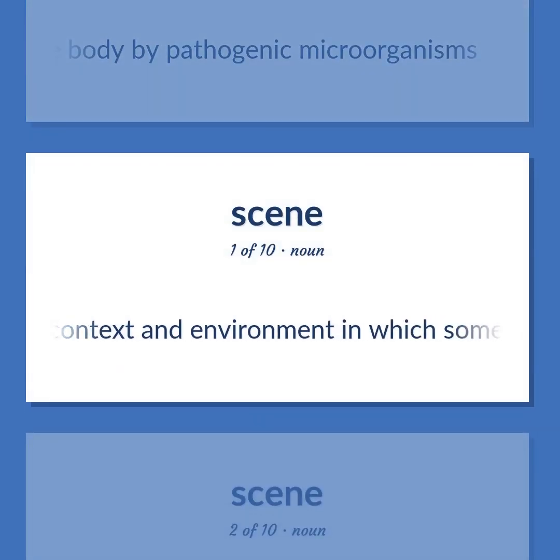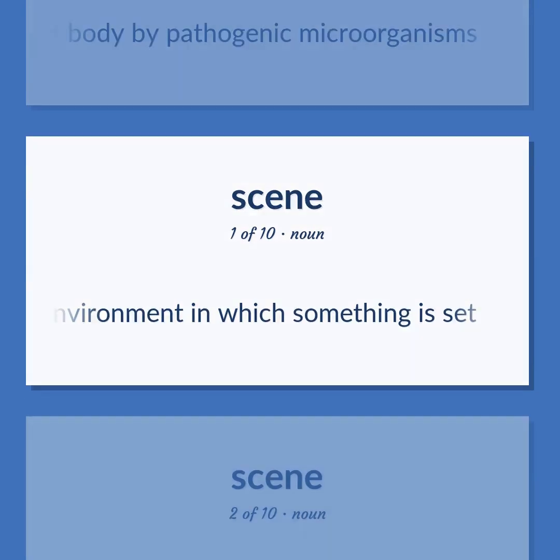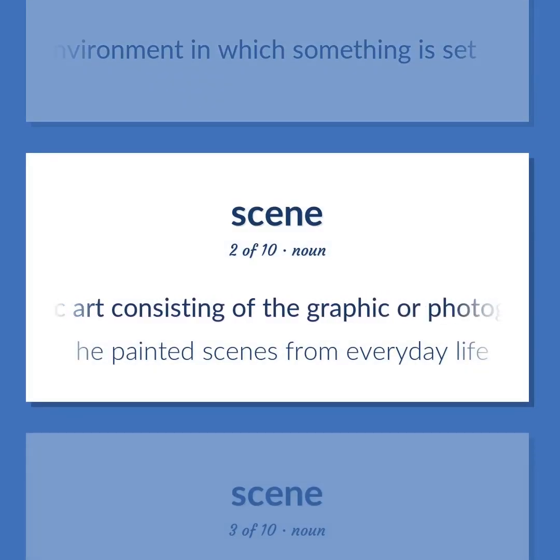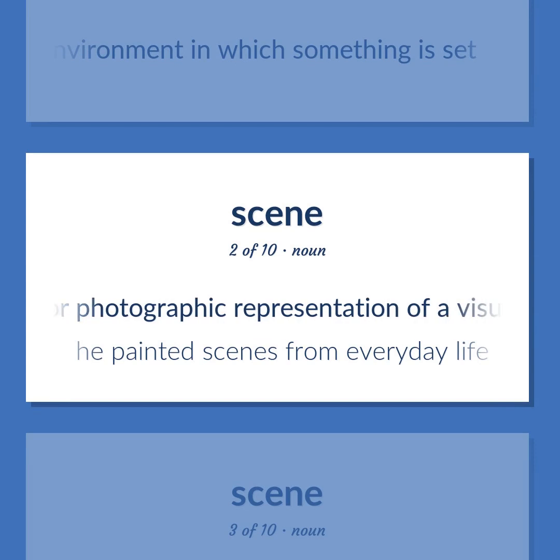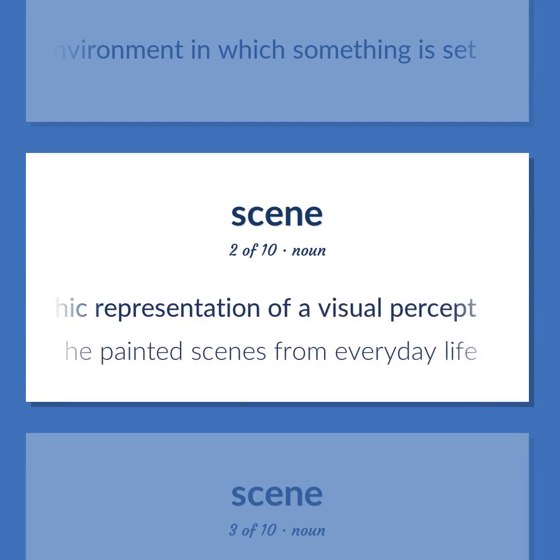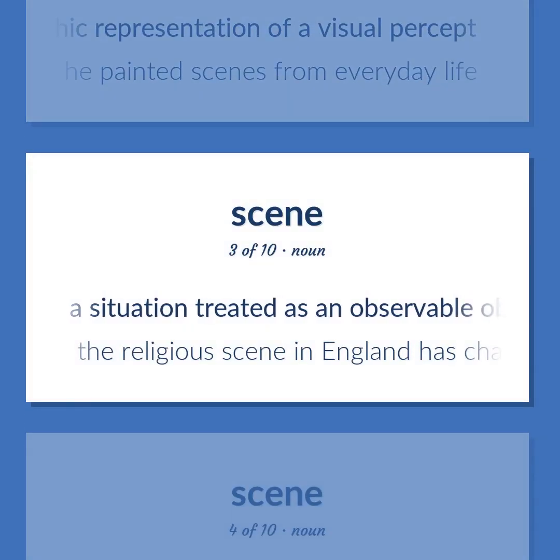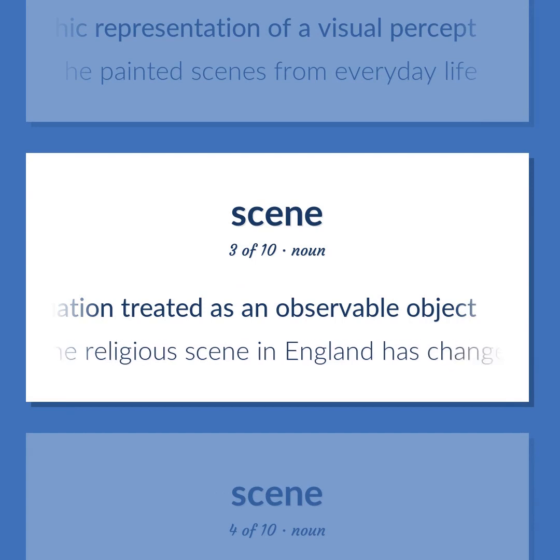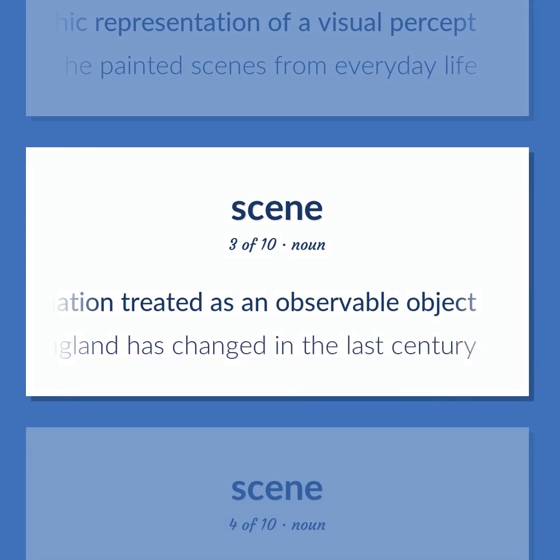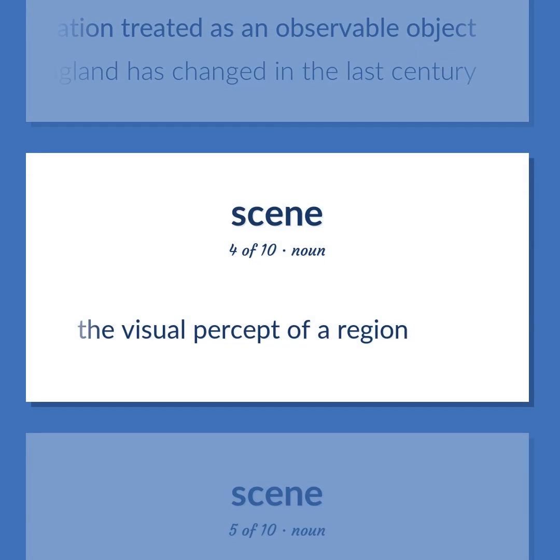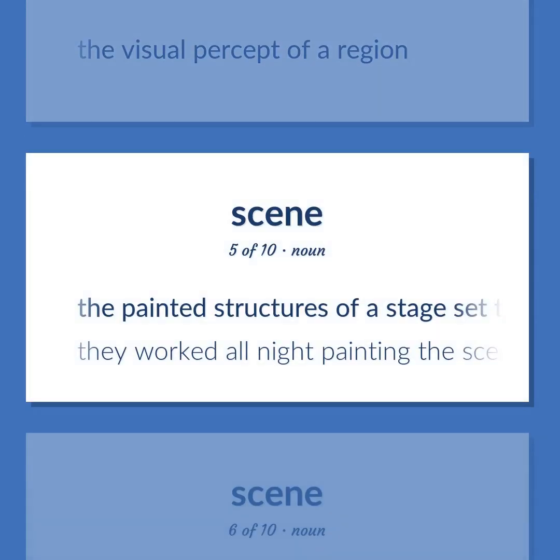Scene: the context and environment in which something is set. Graphic art consisting of the graphic or photographic representation of a visual percept. He painted scenes from everyday life. A situation treated as an observable object. The religious scene in England has changed in the last century. The visual percept of a region. The painted structures of a stage set that are intended to suggest a particular locale. They worked all night painting the scenery.